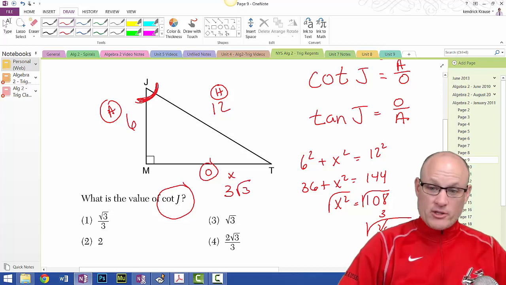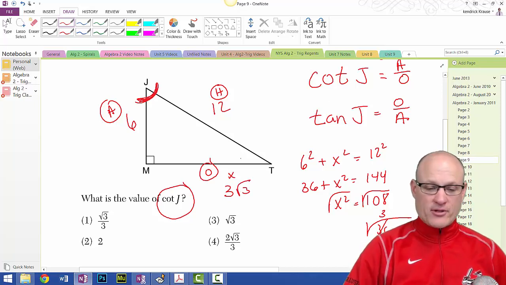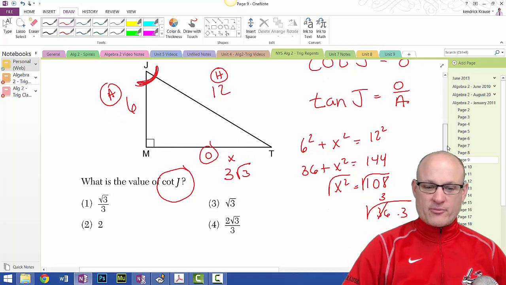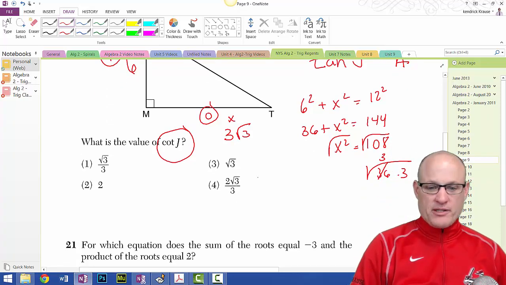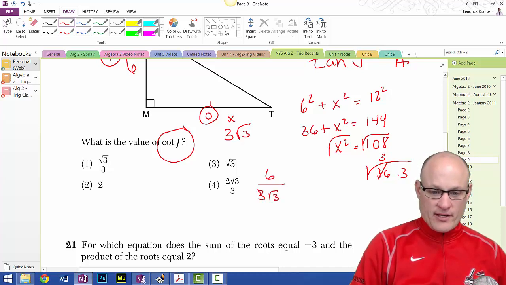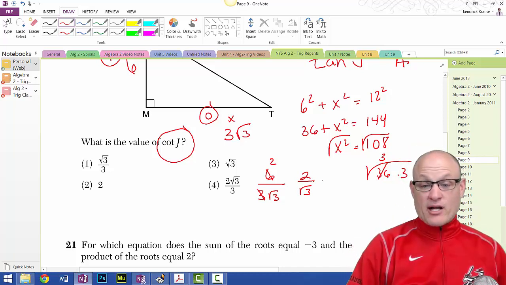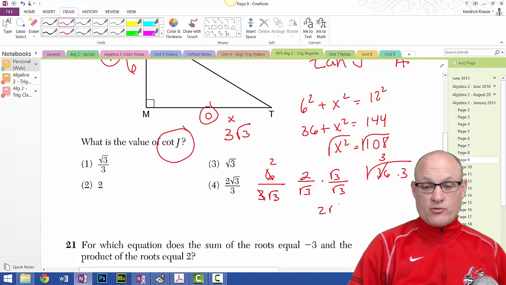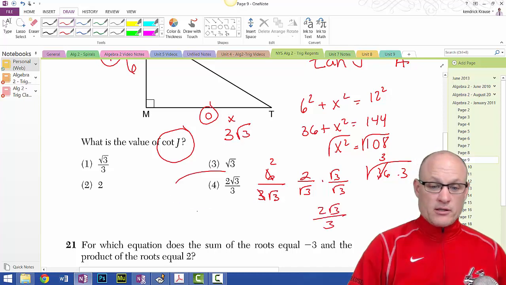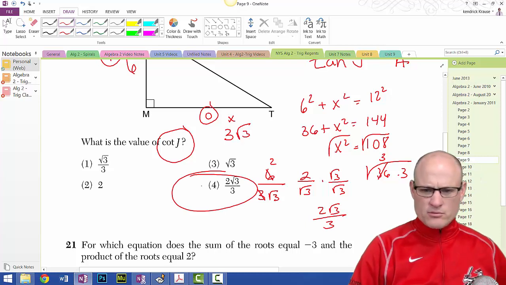So I want to do adjacent over opposite. Oh my gosh, there is so much going on in this problem, kids. So that would be 6 over 3 radical 3. When I simplify it, that becomes 2 over radical 3, which is not, of course, one of my answers. So now I have to rationalize it by multiplying by radical 3 over radical 3, and I get 2 radical 3 over 3. Choice 4. Whoa, that's not the right answer.